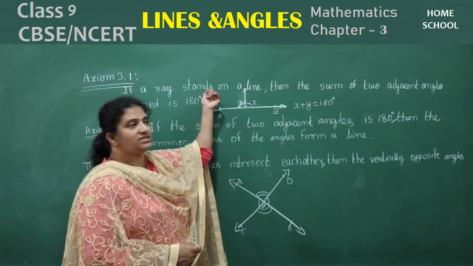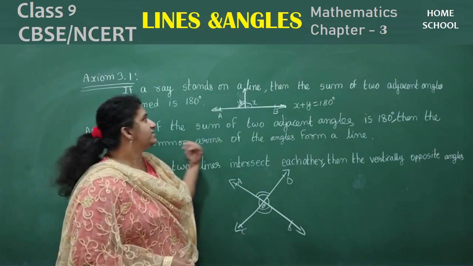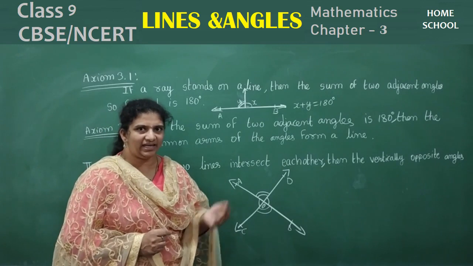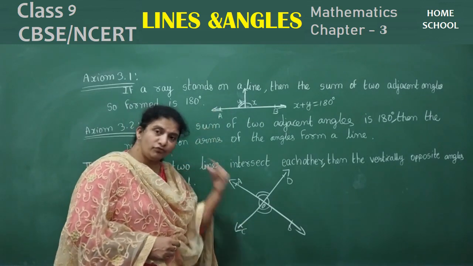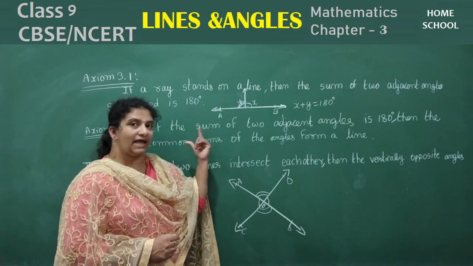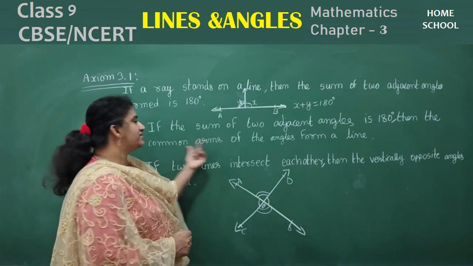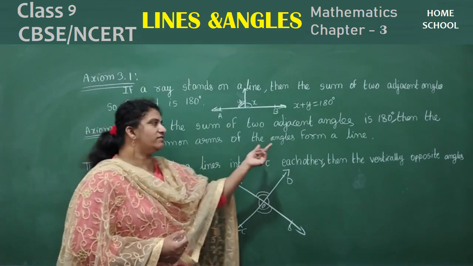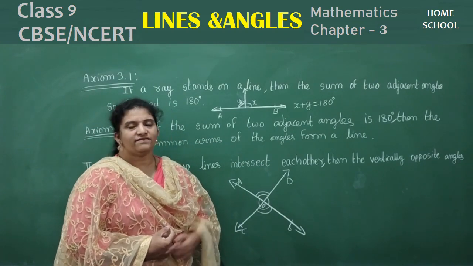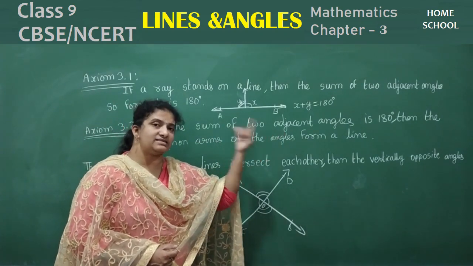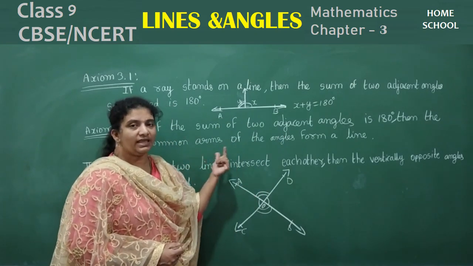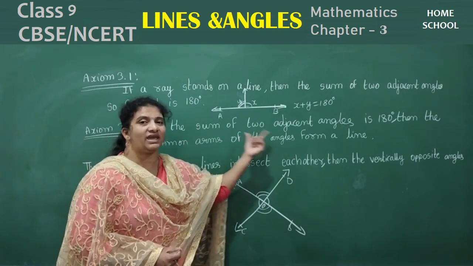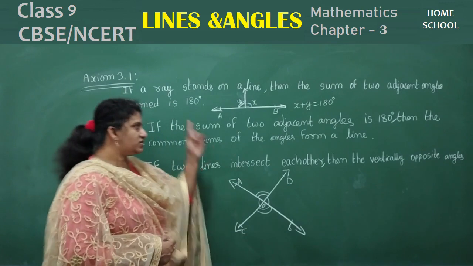So I think the converse of the previous one is this axiom. What is that, children? If a ray stands on a line, then the sum of the adjacent angles is 180; that is the first axiom. If the sum of two adjacent angles is 180, then the non-common arms of the angles form a line. First, one line is given, they are adjacent angles and the sum is 180. And now they are adjacent angles and the sum is 180, such that these non-common arms make a straight line. Okay, these two are the axioms.